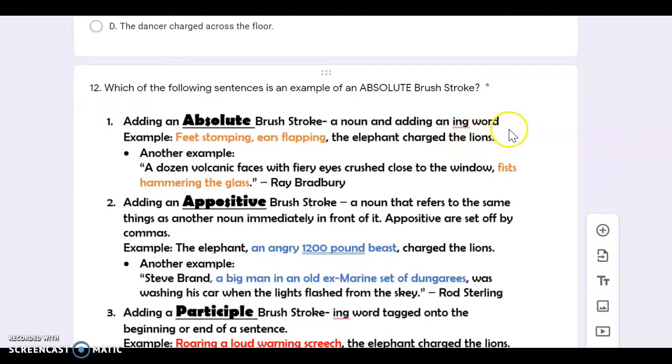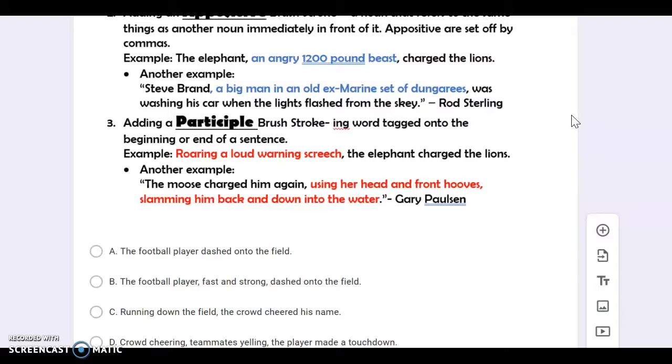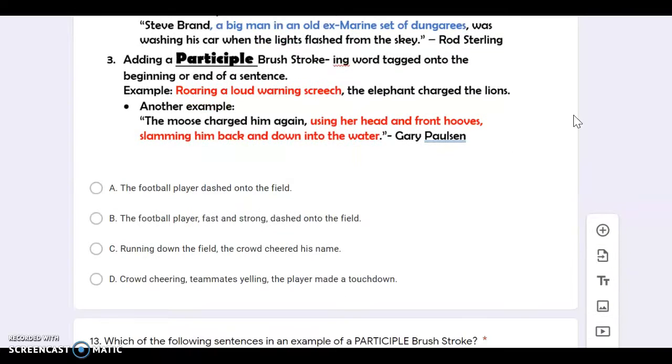Which of the following sentences is an example of an absolute brushstroke? A, the football player dashed onto the field. B, the football player, fast and strong, dashed onto the field. C, running down the field, the crowd cheered his name. Or D, crowd cheering, teammates yelling, the player made a touchdown.